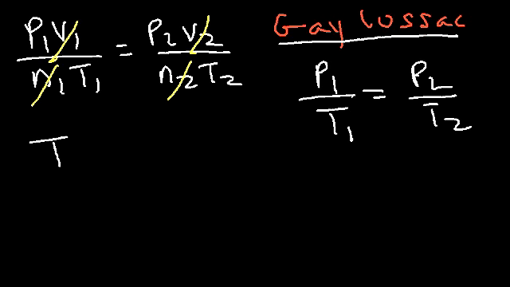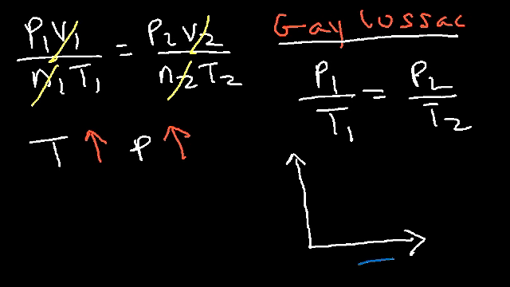So as you increase the temperature, the pressure of a gas will increase proportionally. And so if you were to plot the temperature on the x-axis and the pressure on the y-axis, you'd have a direct linear relationship, just like Charles' law. So if you double the temperature, the pressure will double. If you triple the Kelvin temperature, the pressure will triple as well. And so that's the main idea behind Gay-Lussac's law.